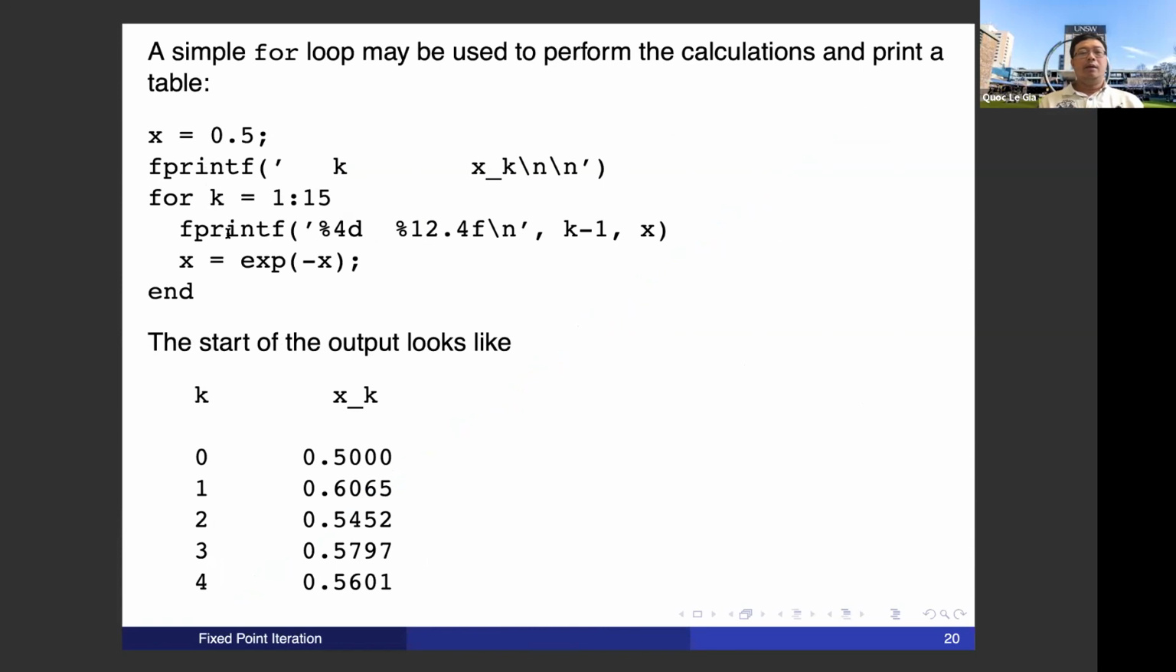Okay, so now you can write down a MATLAB script for that algorithm. So you see, you can reuse a variable, so you don't have to use x1 equal e to the minus x0, but you just put in x. So x equal e to the minus x, and so on. And then you see that eventually it's going to converge.